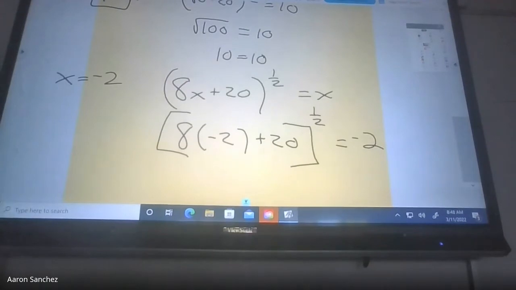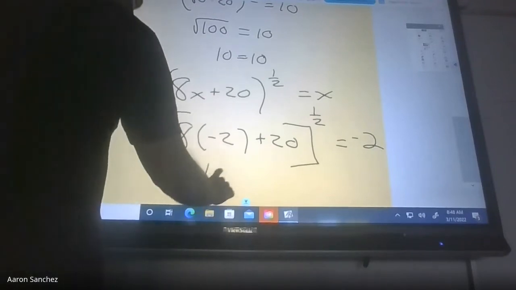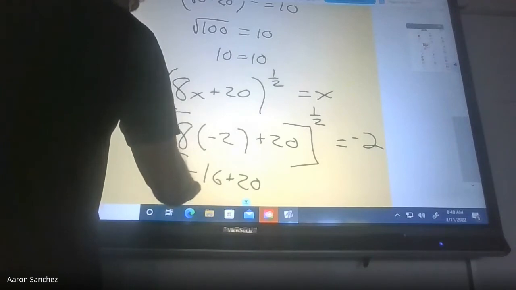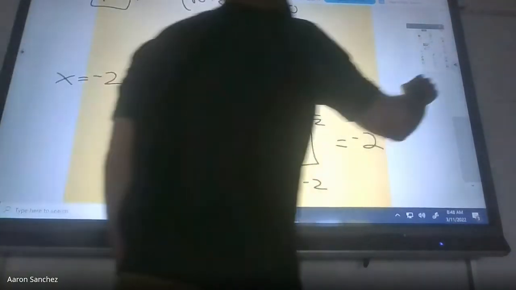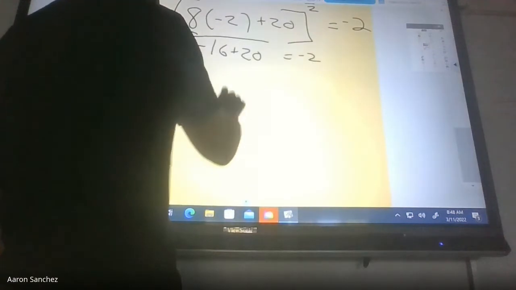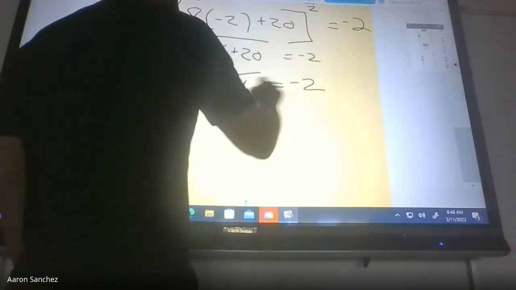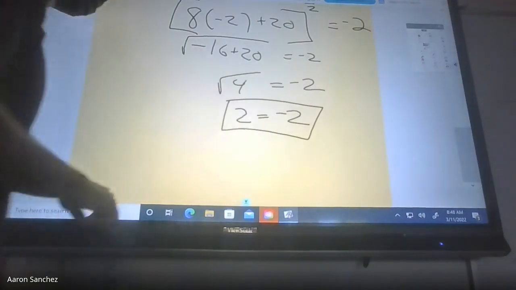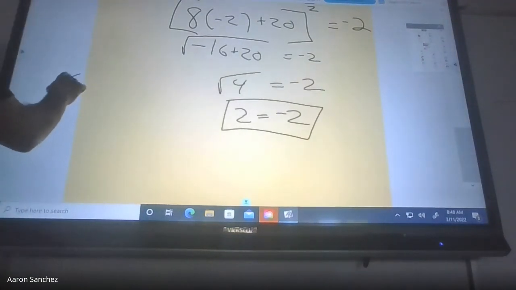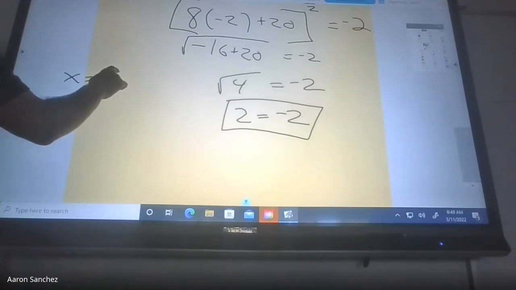It equals positive 2. You can't get negative. Negative 16 plus 20, square root of that is 4. But with graphing, as far as we're going to go, we're only going to take the positive answer. Because this is the square root of 4. Does that equal negative 2? You can get the plus or minus, but as far as these go, we only want to get the positives. And that's another lesson for me to explain. But x is going to equal 10.